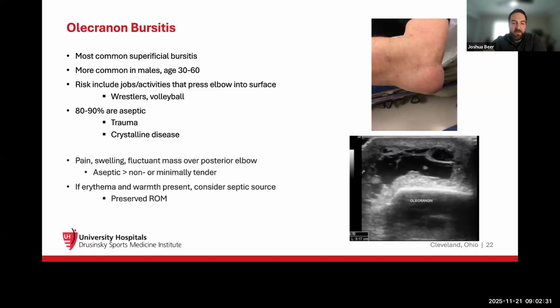The way to differentiate between septic bursitis and septic arthritis is they still should have preserved range of motion. So with the bursitis, they'll be able to move their elbow. It may be uncomfortable just from that pressure component. Whereas with septic arthritis, they're going to be guarding and refusing even passive range of motion.